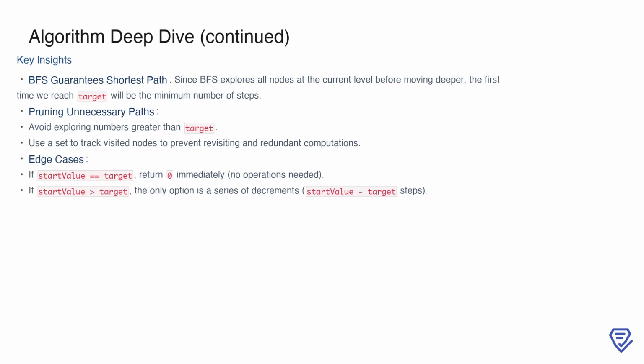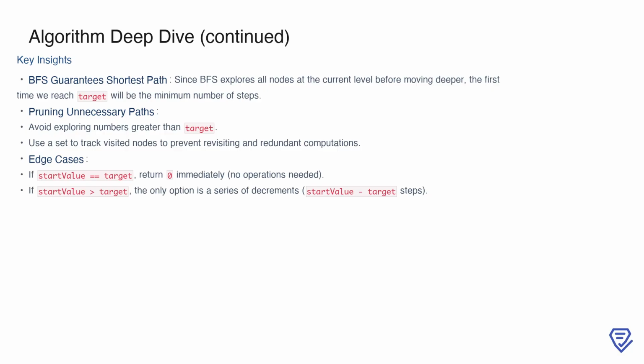Additionally, we can prune unnecessary paths to optimize further. For example, there's no need to explore numbers greater than the target, as they'll only move us further away. By using a set to track visited nodes, we prevent revisiting the same states, which eliminates redundant computations and improves efficiency. There are also some key edge cases to consider.